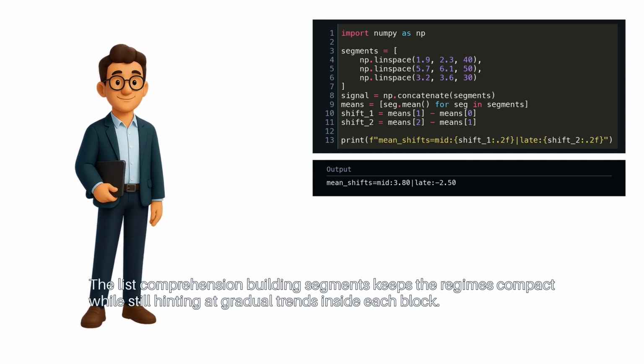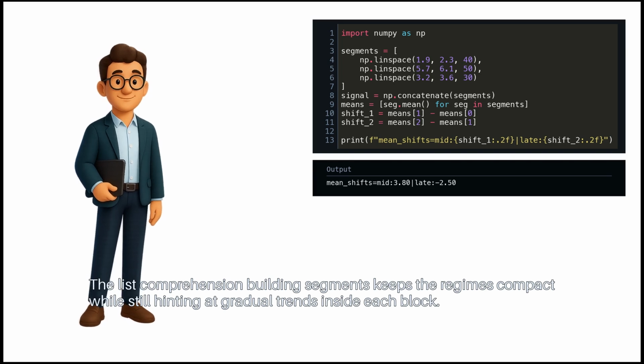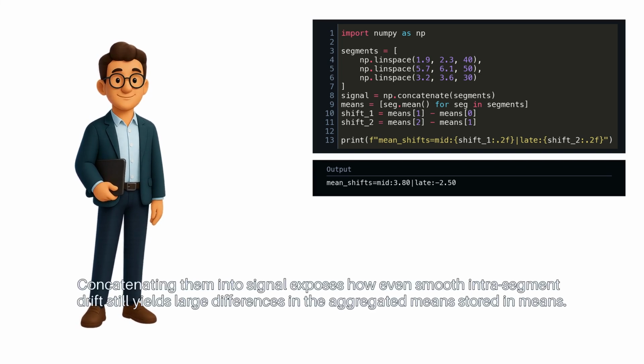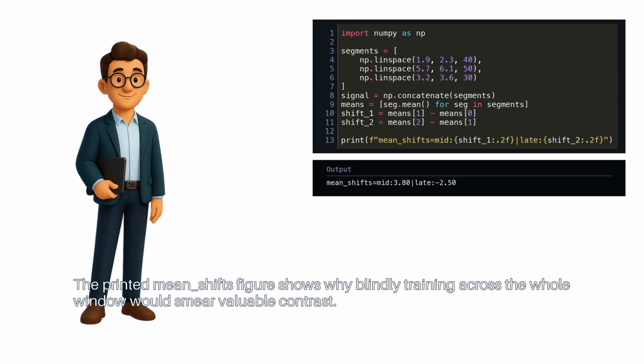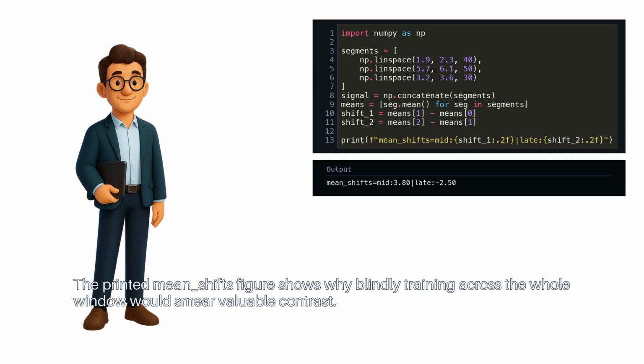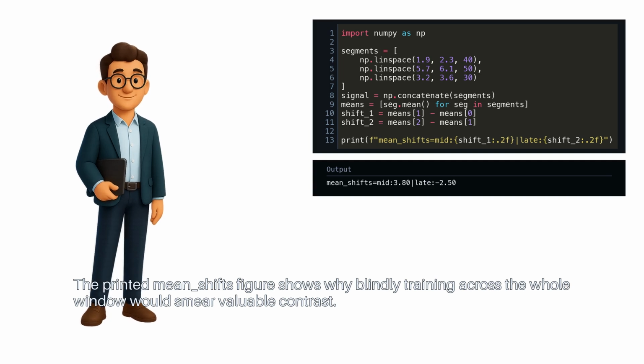The list comprehension building segments keeps the regimes compact while still hinting at gradual trends inside each block. Concatenating them into signal exposes how even smooth intra-segment drift still yields large differences in the aggregated means stored in means. The printed mean shifts figure shows why blindly training across the whole window would smear valuable contrast.